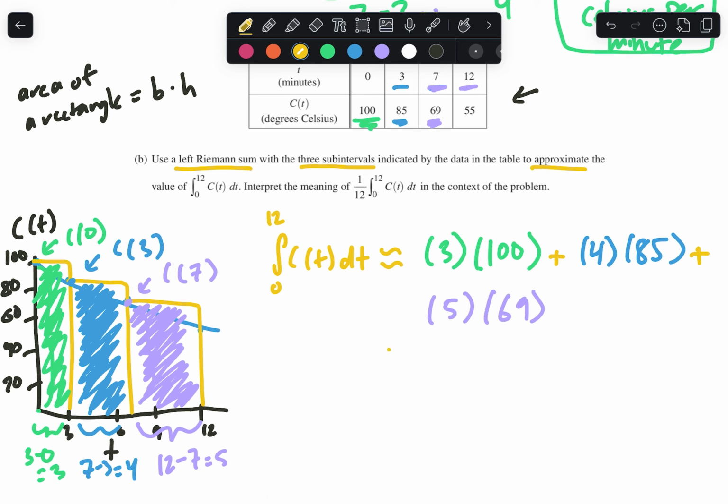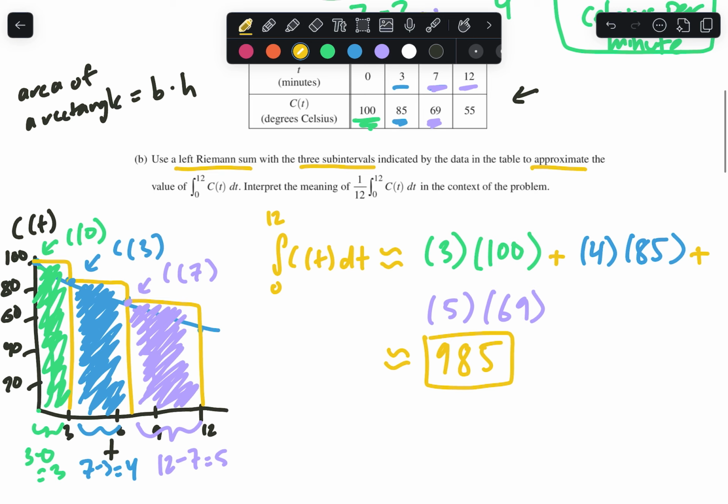What value are we going to get? We are going to get that this is 985. So this is part 1 of the answer. That's the approximation of the value of the integral from 0 to 12 of C(t) dt using that left Riemann sum.